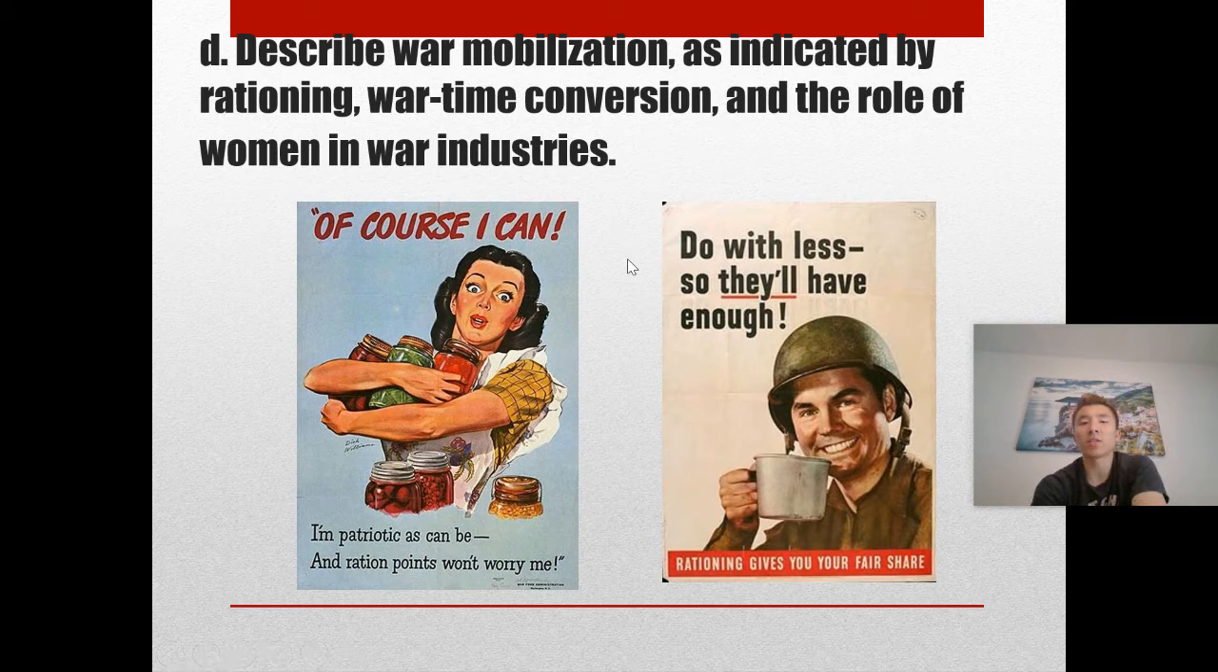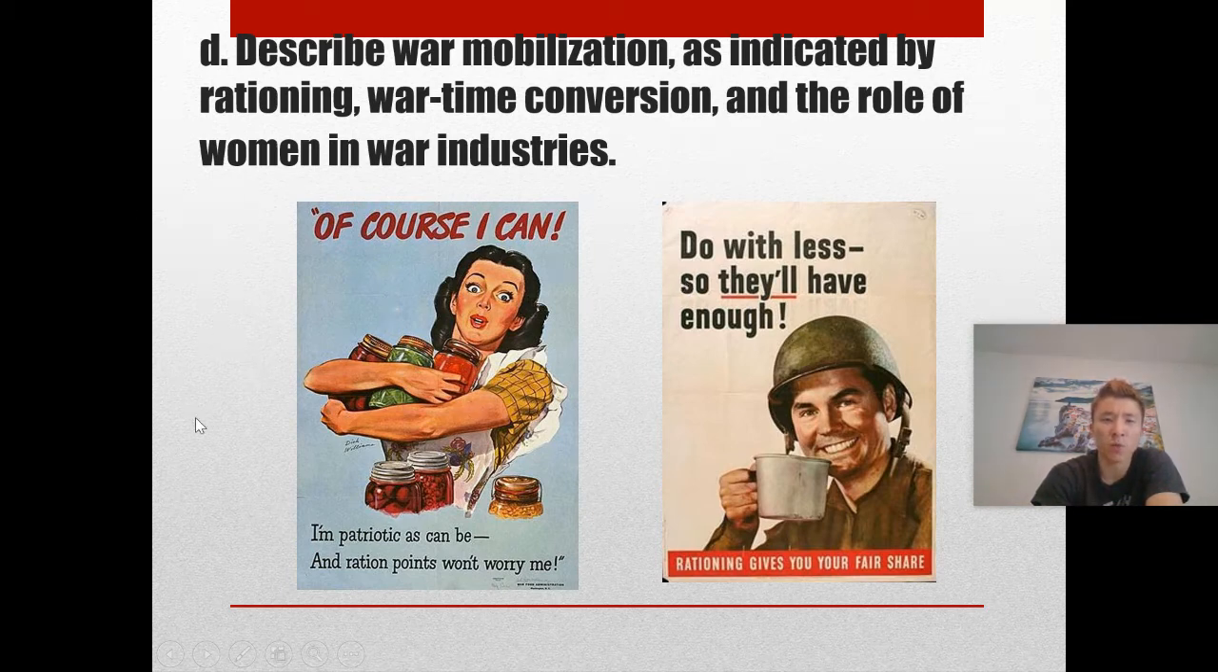So domestically, the United States has a huge influx in war mobilization, in which many car factories and industries start to focus their attention on building tanks and other vehicles and weapons used for wartime. So this is an example of wartime conversion. And also the role of women in the war is very important as well. And so these are some examples of propaganda posters that were laid out in the United States.